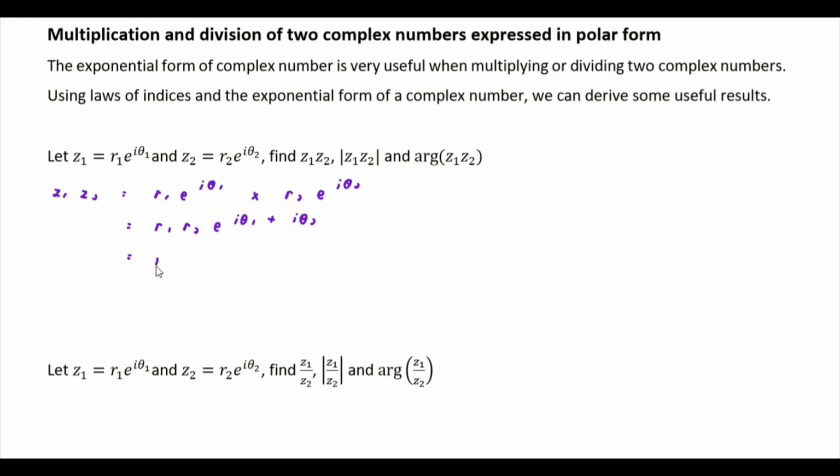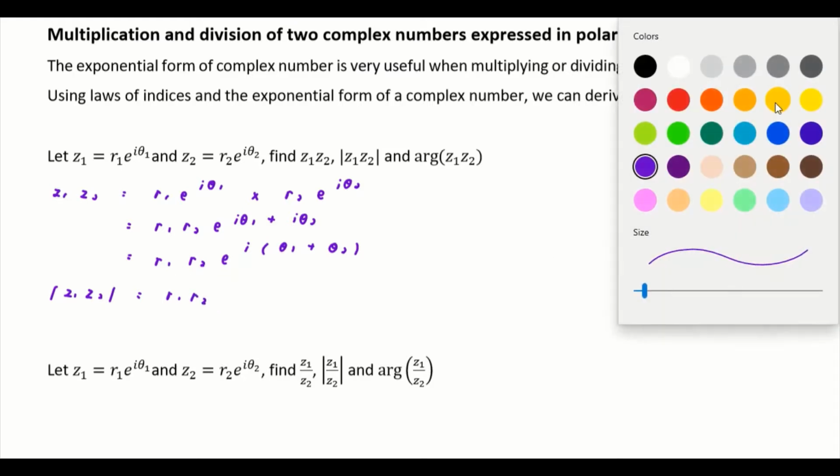So let's try to simplify. We have R1 R2, and we do some factorizing here, so it's e^(i(theta 1 plus theta 2)). Now, using this term, we need to identify the modulus for Z1 Z2. Our complex number now becomes Z1 Z2, so the modulus will be equal to R1 R2. I hope that you can see the idea.